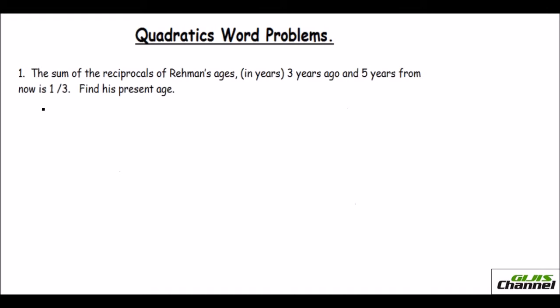The first problem says the sum of the reciprocals of Rahman's age in years 3 years ago and 5 years from now is 1/3. Find his present age. The age 3 years ago and 5 years from now is based only on the present age, so it is dependent on the present age. So let his present age be x.